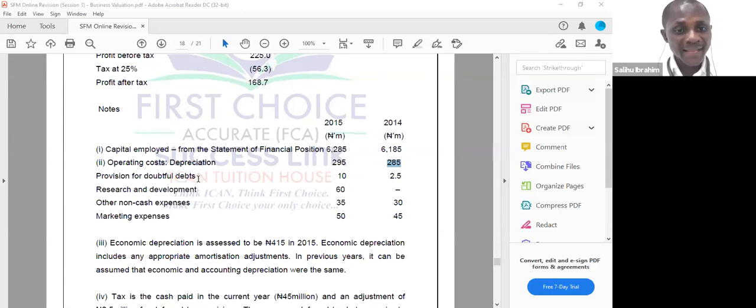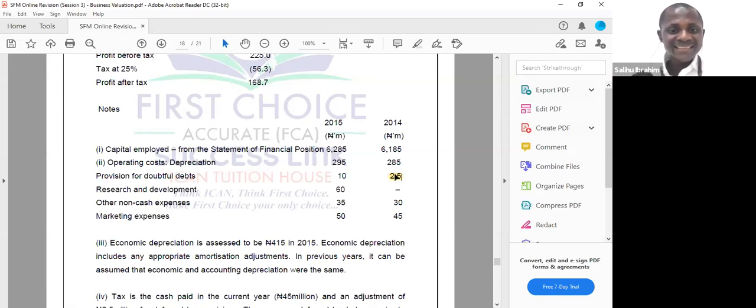Now, for provision for doubtful debts, this is not the amount you are going to add back. Take note. Let me explain. You are not going to add back 2.5. Why? Because 2.5 is what? It's an expense, Abi. You can see, it's the breakdown of the operating expenses. So 2.5 is an expense. So because 2.5 is an expense, it means that is an increase in what? That is an increase in provision. Are we there? That's an increase in provision.